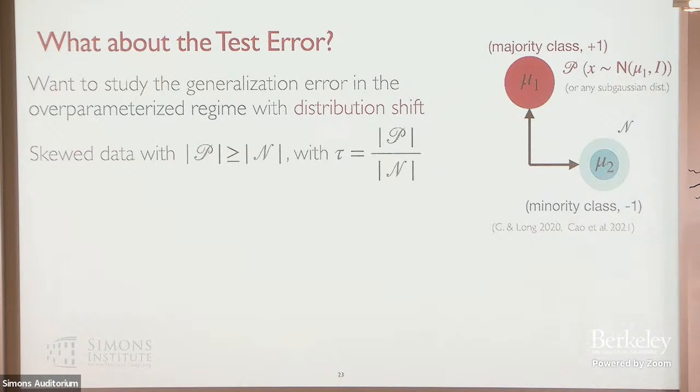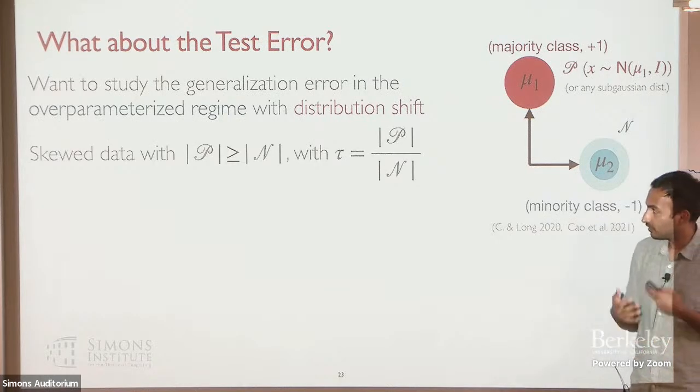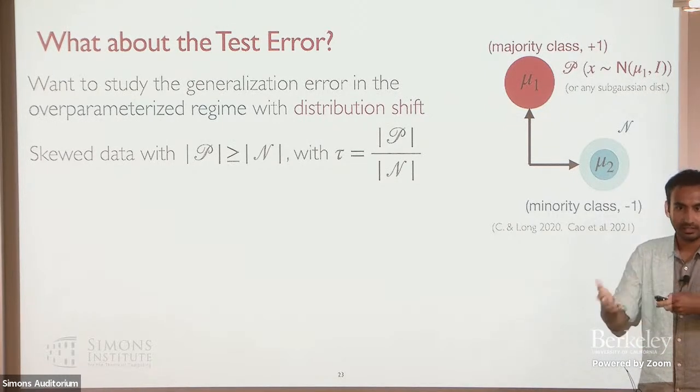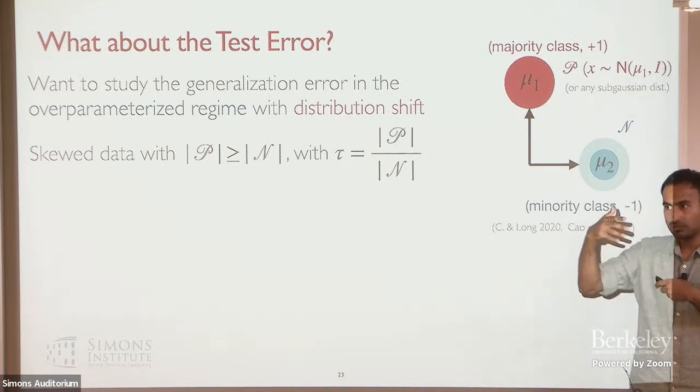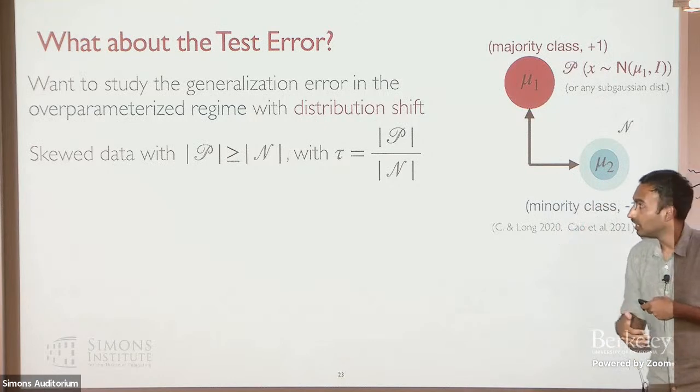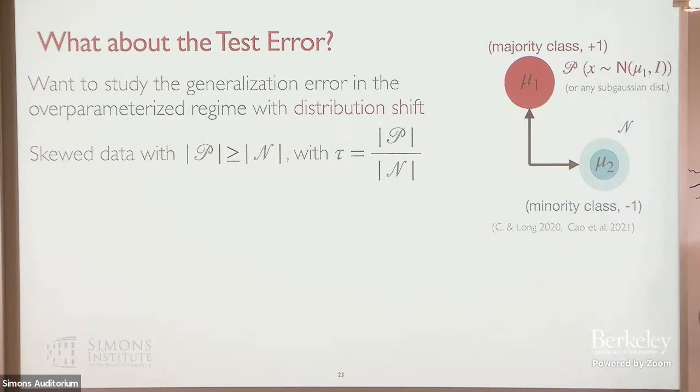Okay, so in the training data, we're going to have skewed training data. We're going to have a lot more samples from the positive class than the negative class. And tau is going to be the ratio between the number of positive samples and negative samples. So as tau gets larger, your training data is more and more skewed. And the test error is going to be a uniform mixture from both of these classes.